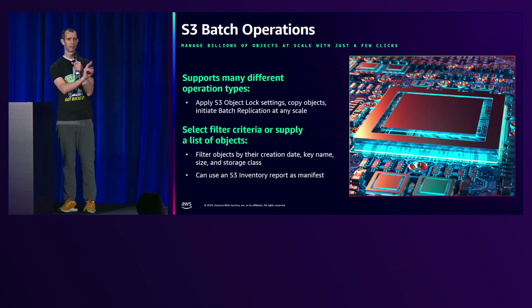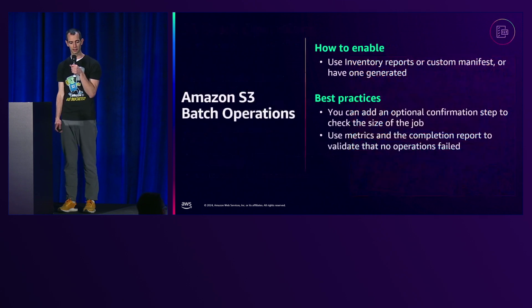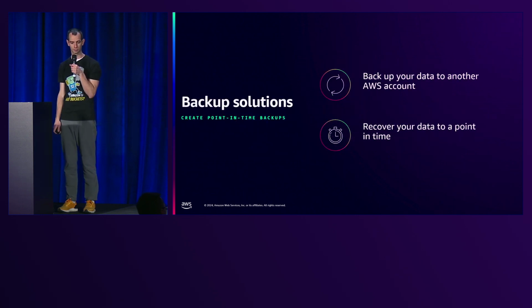Batch operations gives you the filters that you can use, or you can submit a list yourself, but this can be used with batch replication to make sure you get those existing objects, failed objects all replicated successfully. That is something where you can use a custom manifest. You can use an S3 inventory to specify the objects. And then the best practice here is there's a way to see the size of the job before you actually do batch replication or another operation in batch operations.